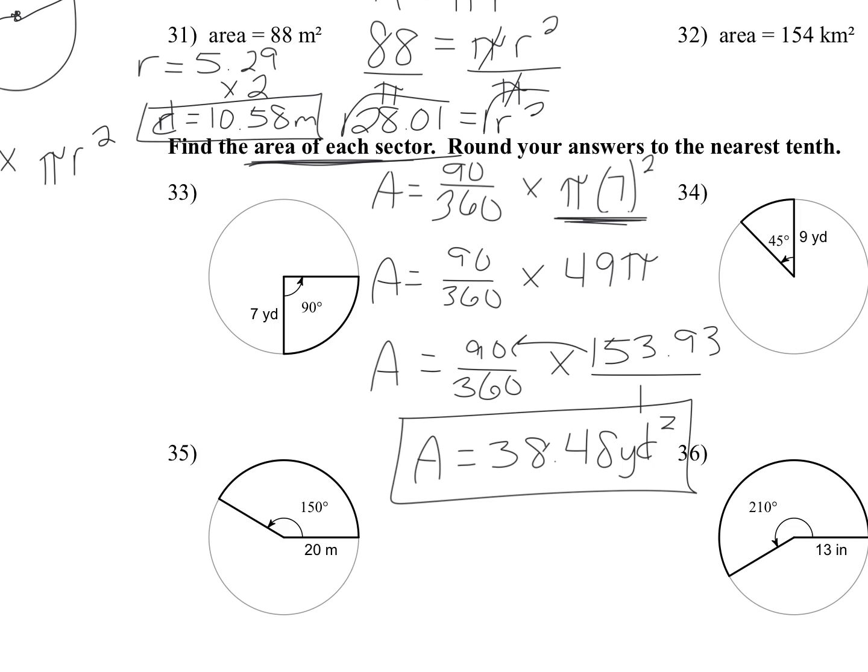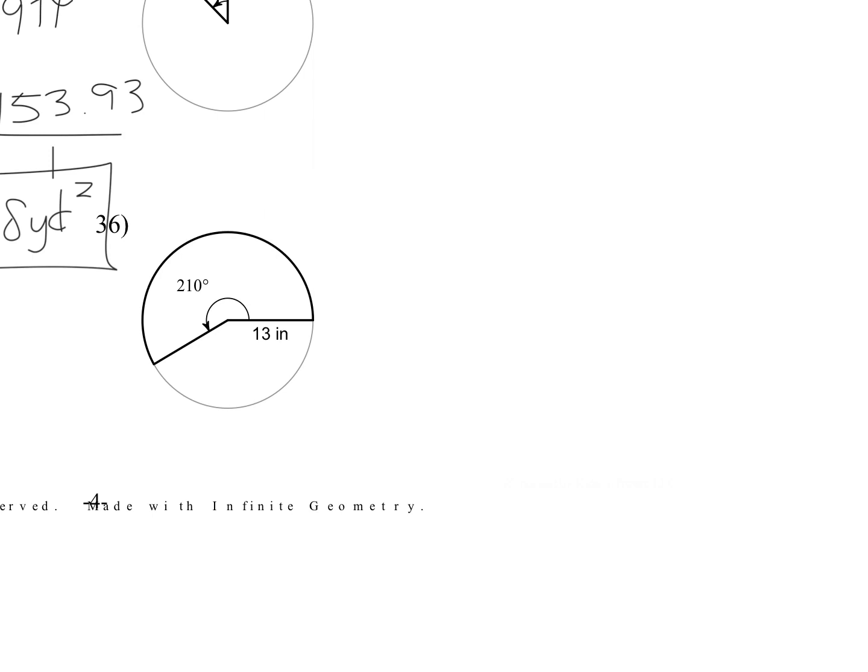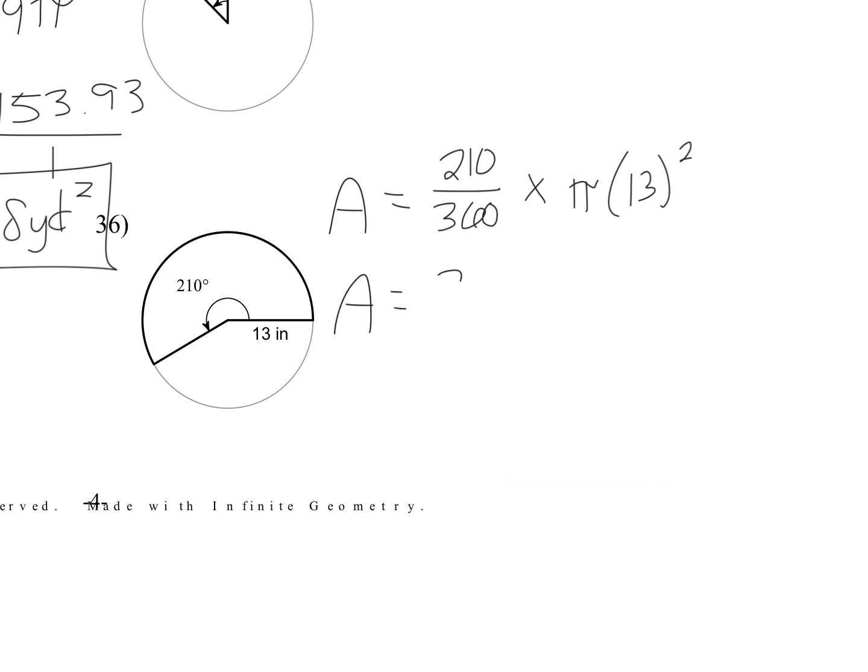Let's do one more of those. Which one? 34, 35, or 36? 36. Okay. Follow your formula. What's the first thing we need to find? Measure of the sector. What is it? 210 divided by 360 times pi r, which is 13 squared. Good. What do I do first? 13 squared. Area equals, I'm going to rewrite everything so I don't lose it. What's 13 squared?